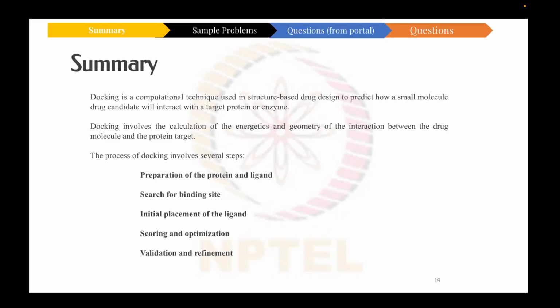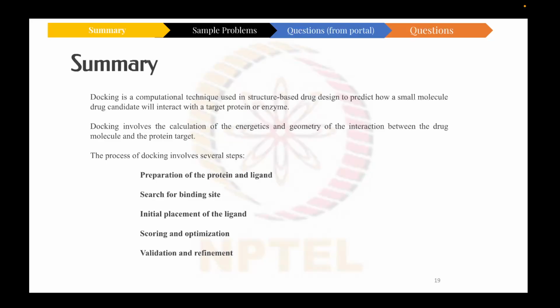So docking is a computational technique central to structure-based drug design and aims to predict how a potential drug molecule interacts with the target protein or enzyme. It involves assessing the energetics and geometrics of the interaction between the drug candidate and protein target, aiding in the identification of compounds likely to bind with high affinity and selectivity. So the steps in the docking are listed here.